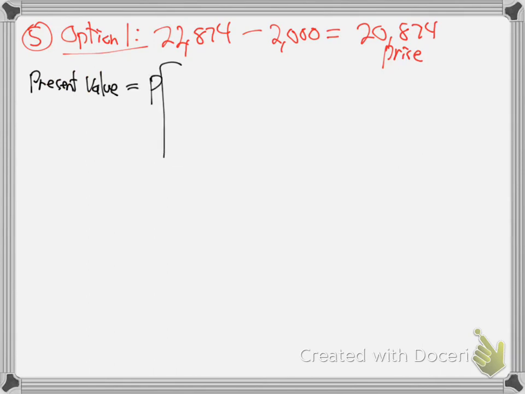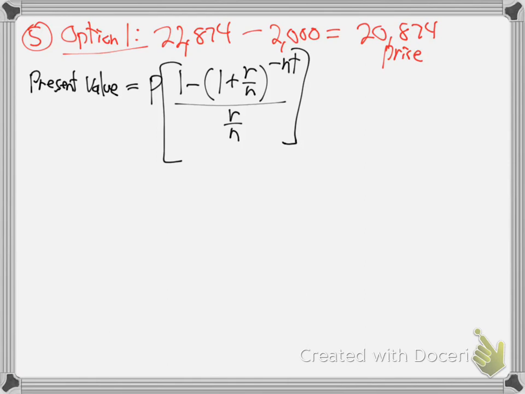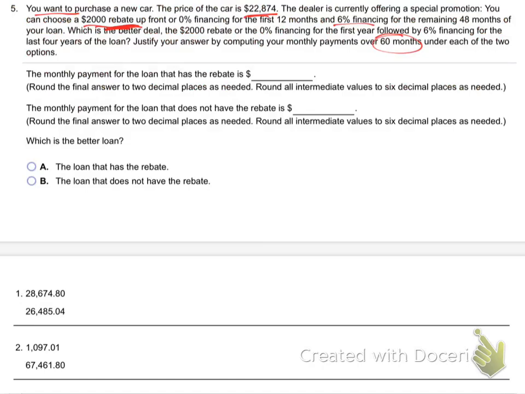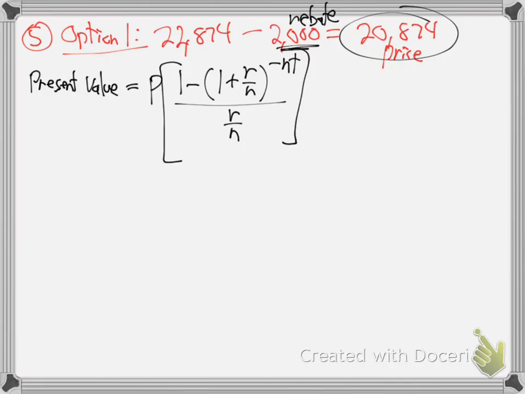Present value is P times 1 minus 1 plus R over N to the minus NT, over R over N. Okay, so what would be the present value in this option? It's the price, right? Because they gave us a $2,000 rebate. Option 1 says $2,000 rebate up front, right in the beginning. They just give you $2,000 off the price. So the new price becomes $20,874. So that's the present value. That's the loan amount. Present value means the loan amount.